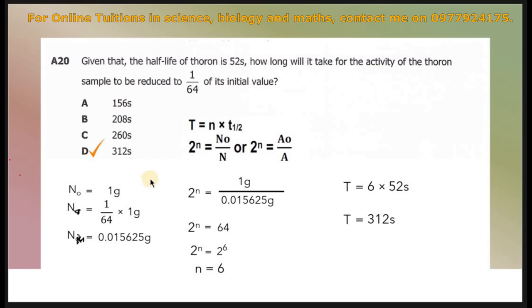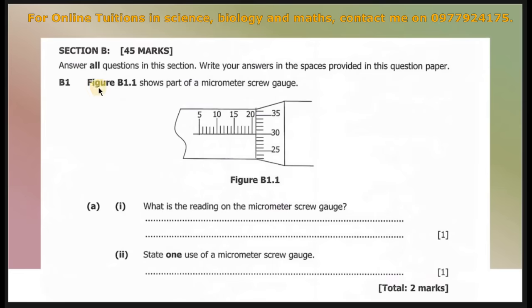Let's move to section B. So section B, 45 marks. Answer all questions in this section. Write your answers in the spaces provided in this question paper. B1, figure B1.1 shows part of a micrometer screw gauge. So this is part of a micrometer screw gauge. B1(a), what is the reading on the micrometer screw gauge?